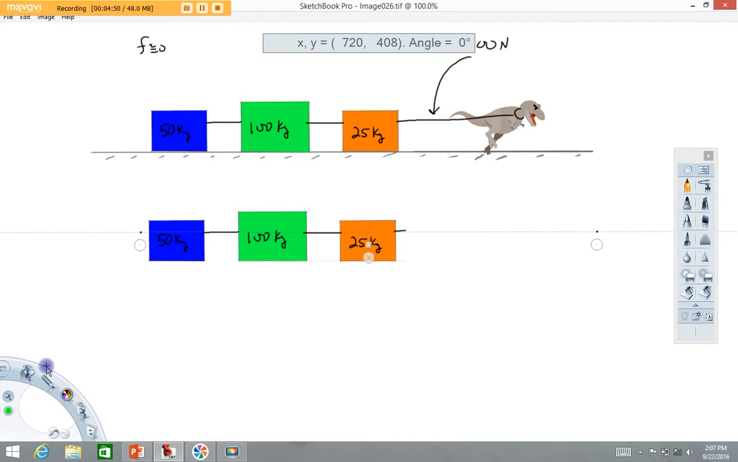Now when I draw my free body, this 2,500 Newton force is right here acting to the right. So I'm going to put a force vector in for that.